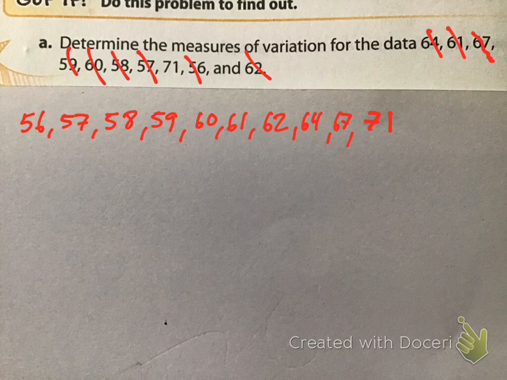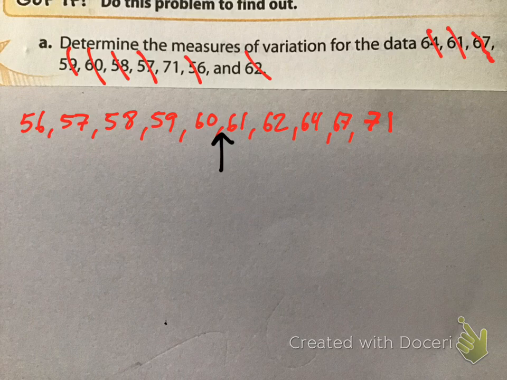Let's find our median. 1, 2, 3, 4, 5, 6, 7, 8, 9, 10. Darn it, I hate when there's an even number. So our median is going to be right there. Now, if we were to find the median, it would be the number between 60 and 61.